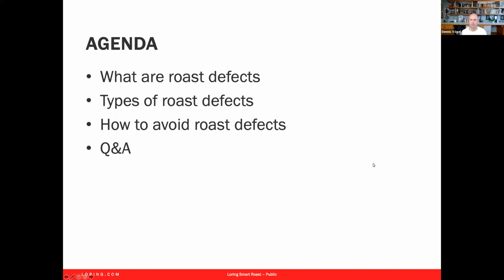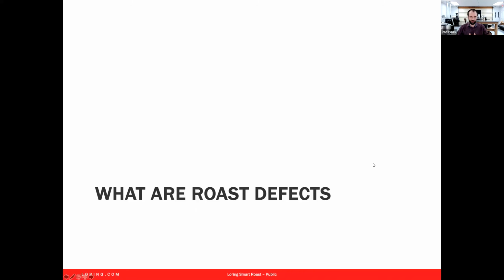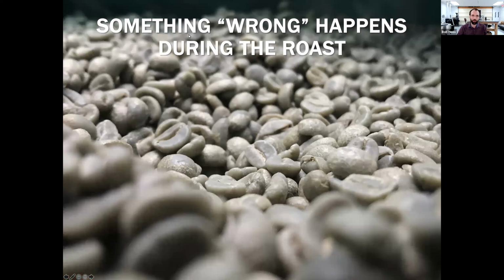Sweet. And I'm driving now, so let's get into this. What are roasting defects? And specifically, we're talking about coffee roasting defects, correct? So if you're here for your pork ribs or something like that, I'm of no use to you. So basically, when we're talking about roasting defects, we're saying that something "wrong" happened during the roast.